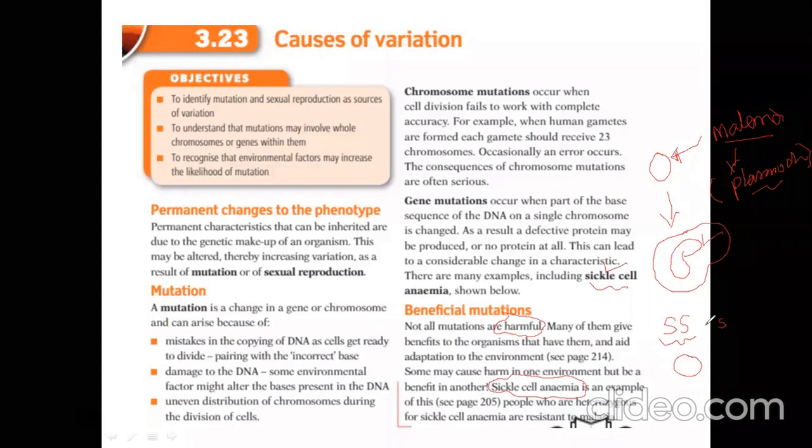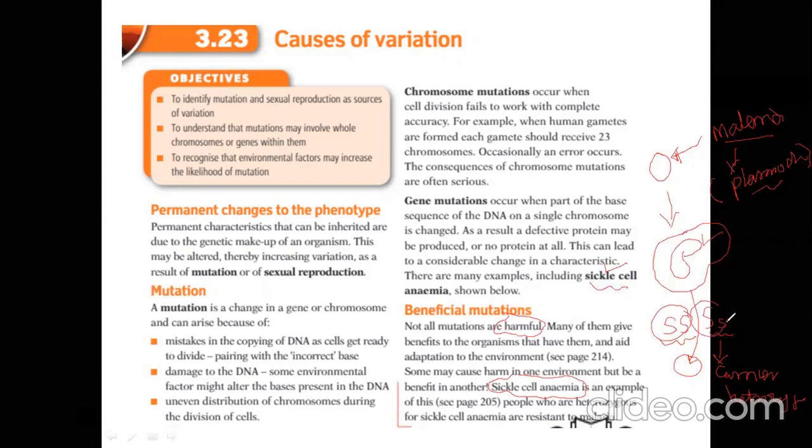Okay, and the malaria parasite can attack this person easily. The malaria parasite, called Plasmodium, can complete its life cycle in this person. He is more sensitive to malaria. But when a person has capital S and small s, this person is a carrier of what? Sickle cell anemia. And this condition is heterozygous. Heterozygous means having two different alleles for a specific gene.